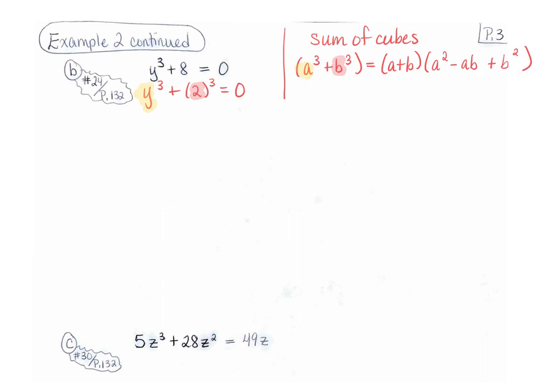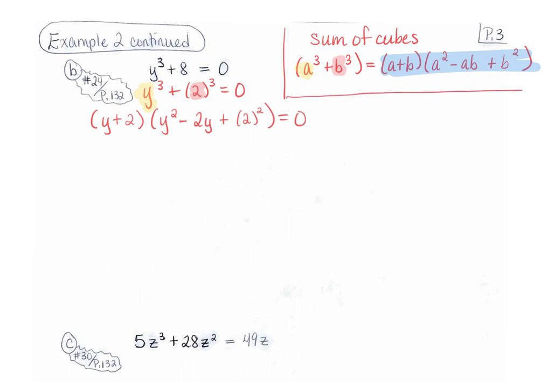Okay, so now we are using this factorization, using the fact that a is y, b is 2. So doing that, we get this equation: y cubed plus 8 is factored as y plus 2 times the quantity y squared minus 2 times y plus 2 squared, which is 4, and that's equal to 0.